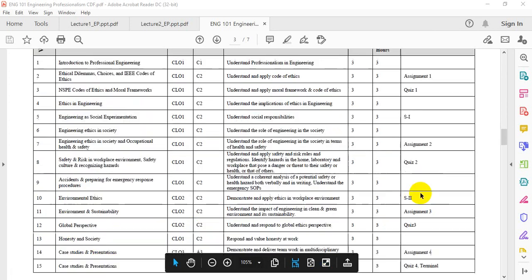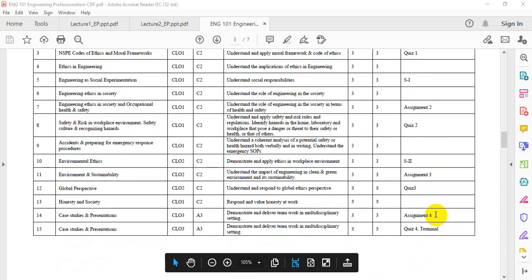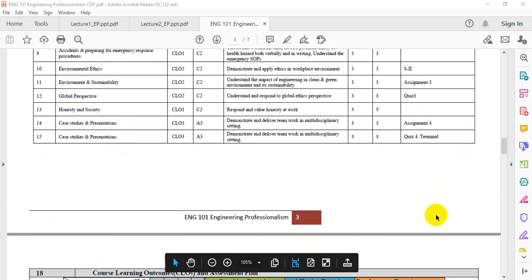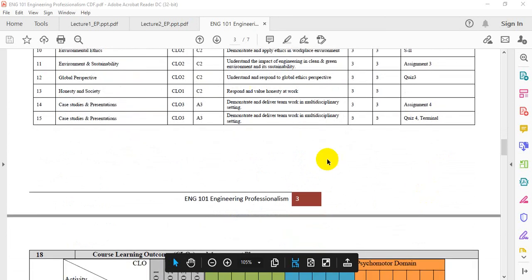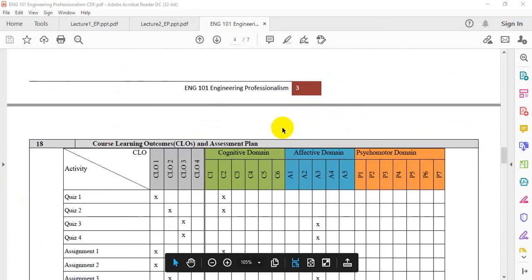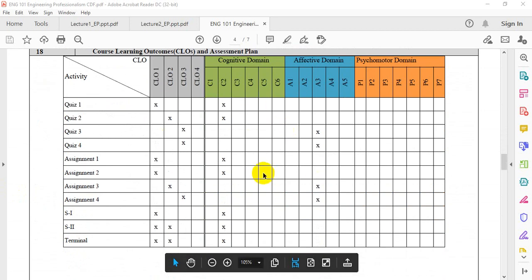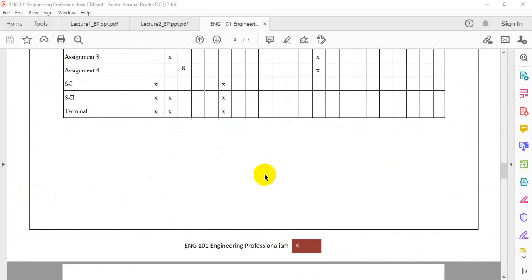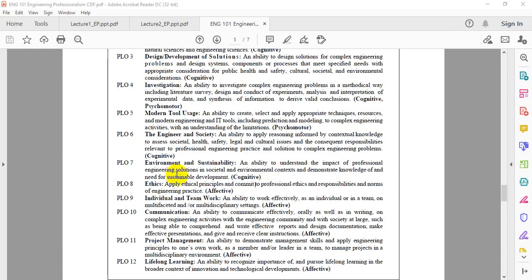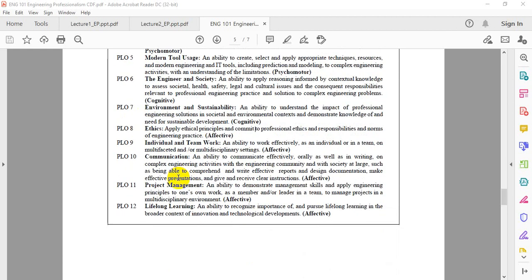Okay, so in the meantime these are assignment 1, quiz 1, assignment 2, quiz 2, assignment 3, quiz 3, S1, S2, quiz 4, assignment 4 and terminal. So this is the lecture plan over the 15 or 16 week lecture plan. This is the mapping of CLOs. Those who want to see it can see. These are the 12 PLOs. I hope some of you have learned it.